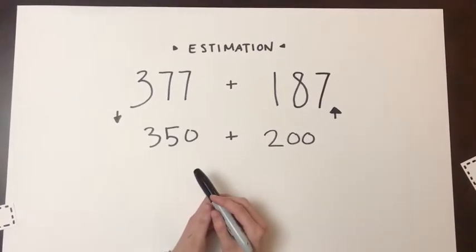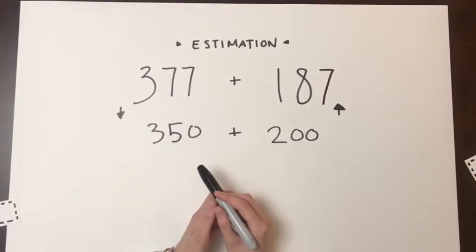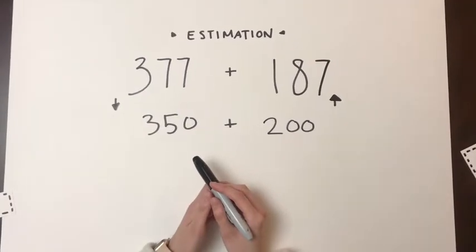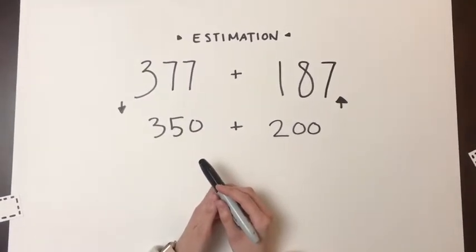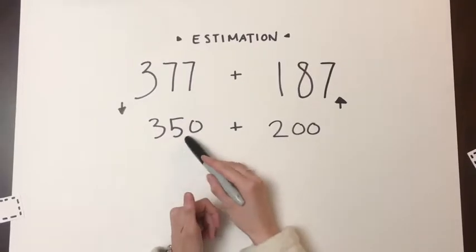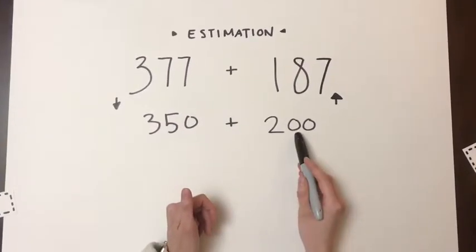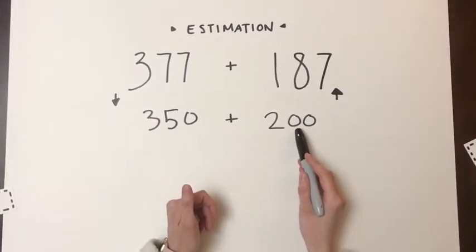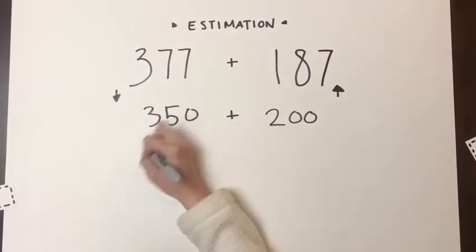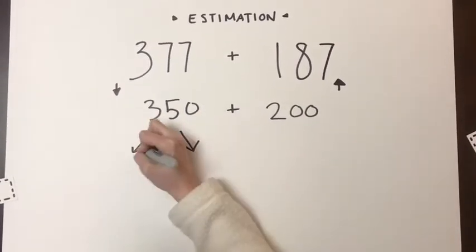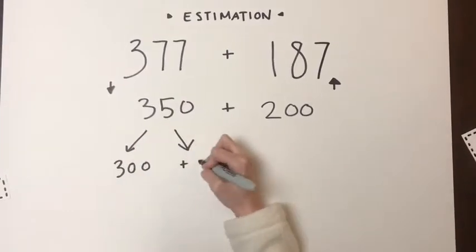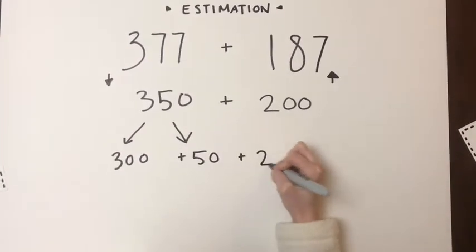Benchmarks are numbers that are easier to work with, and in this case, rounding one addend up and the other addend down will give a more approximate estimation. So we have 350 plus 200 to work with now, but we're going to break it down a little further, or decompose. So I'm going to decompose 350 into 300 plus 50 and bring down the 200.